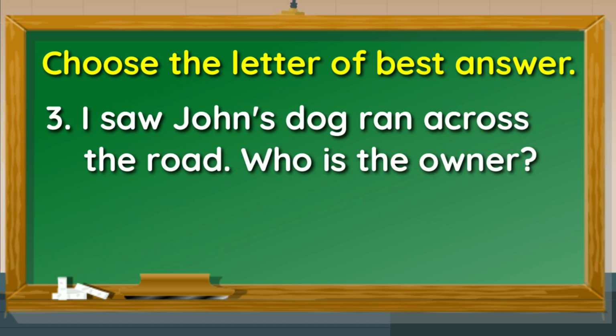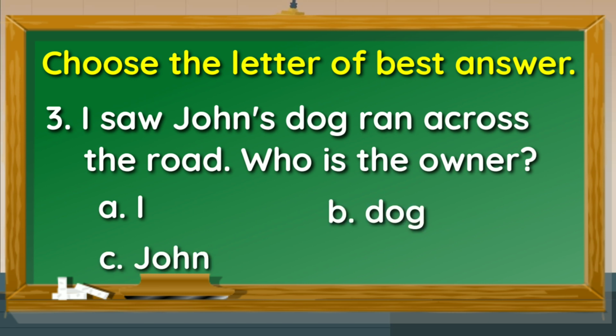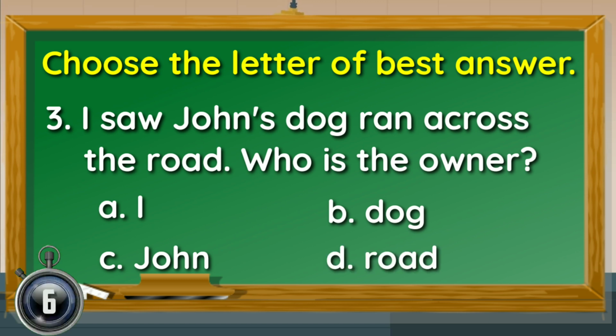Item number 3. I saw John's dog ran across the road. Who is the owner? A. I, B. Dog, C. John, D. Road. The answer is letter C. Great job, kids!